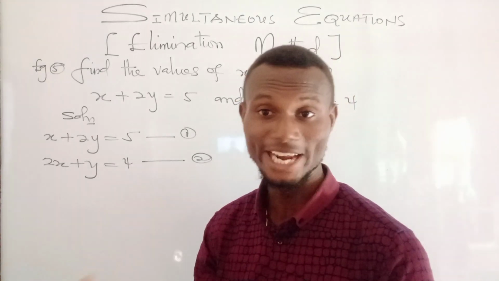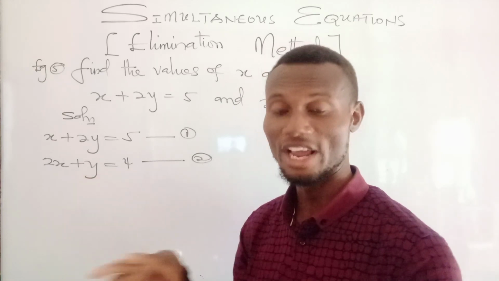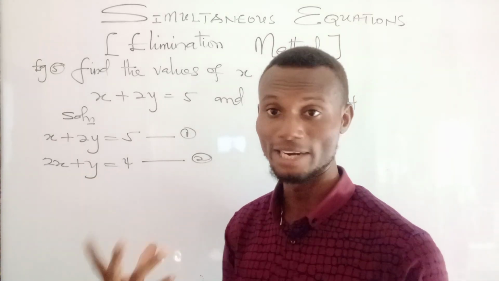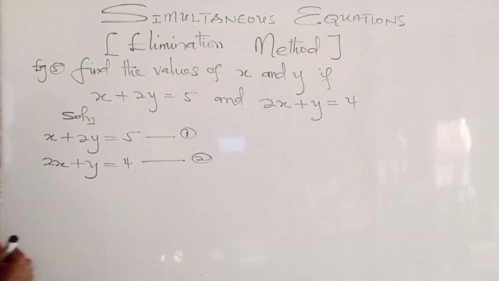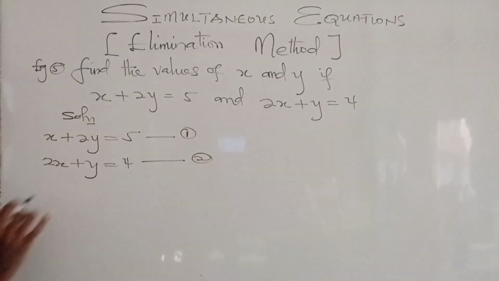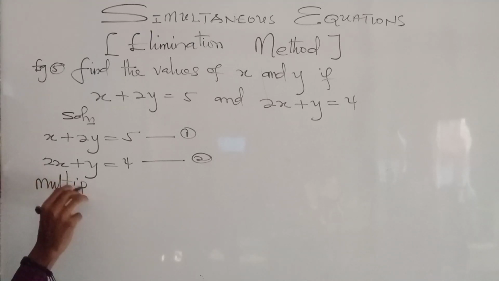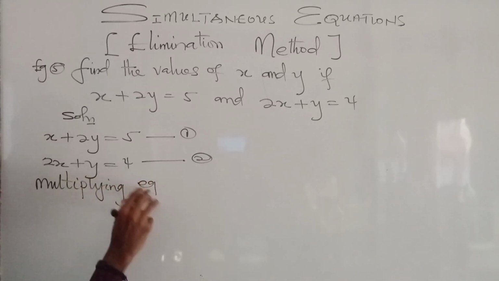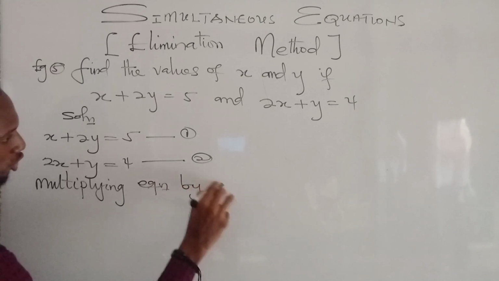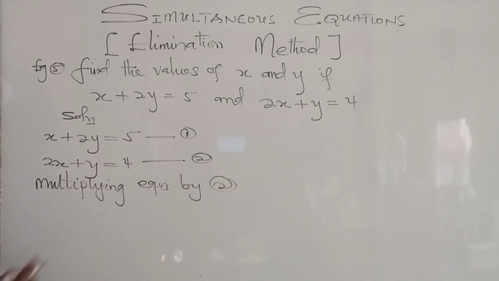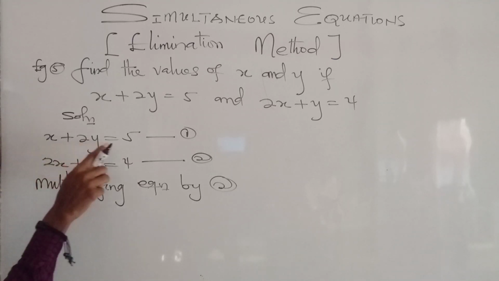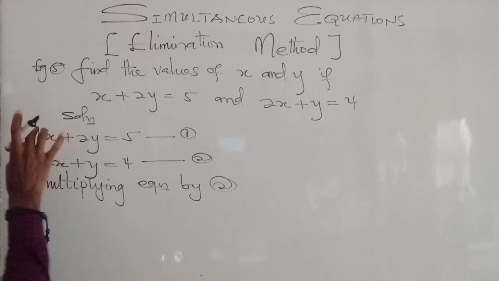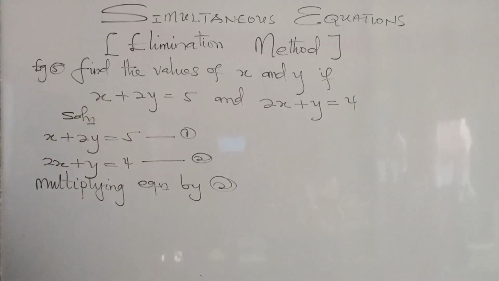Any variable that you want to eliminate, you have to make sure that their coefficients are the same before you can eliminate them. So I'm going to write multiplying equation 1 by 2. Now when I pick equation 1, it is given to be s plus 2y equals 5. So I'll multiply each term in the equation by 2.